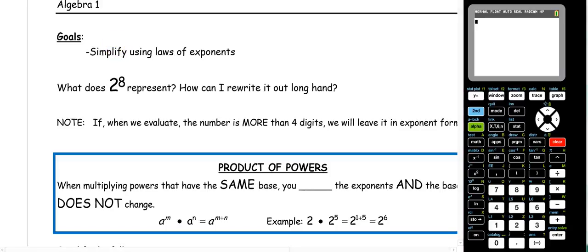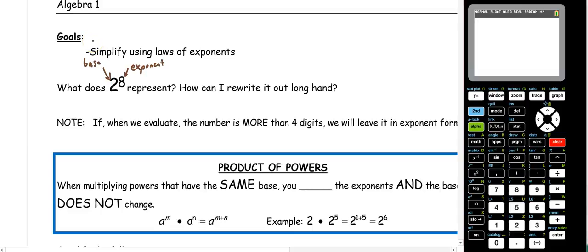This video is about simplifying using the law of exponents. So before we get into our laws of exponents for the day, let's talk about an idea where we have a number raised to a power. So what does 2 to the 8th represent? So remember that 8 is our exponent and 2 is our base.